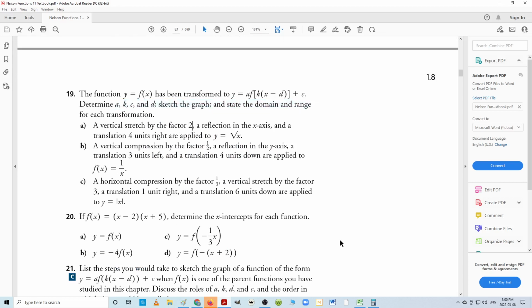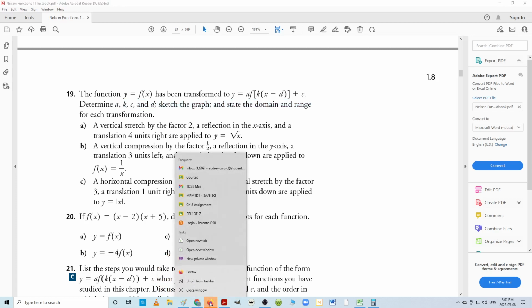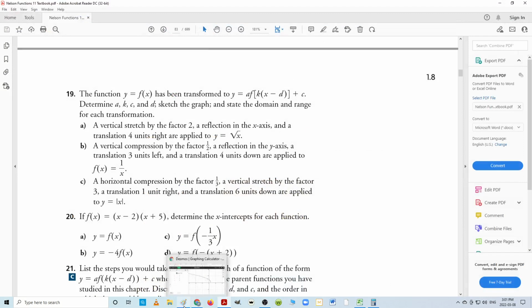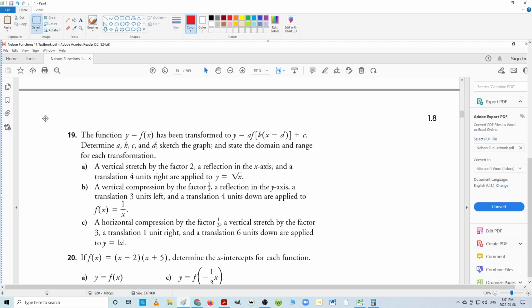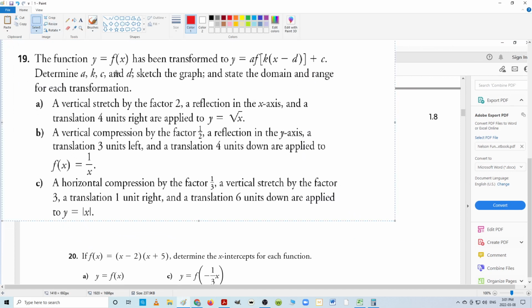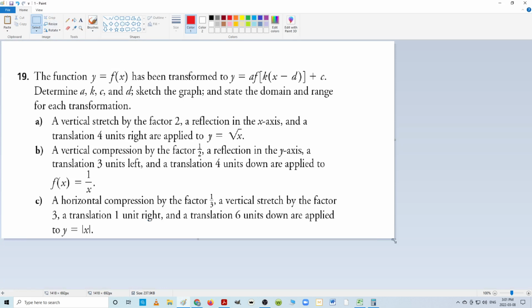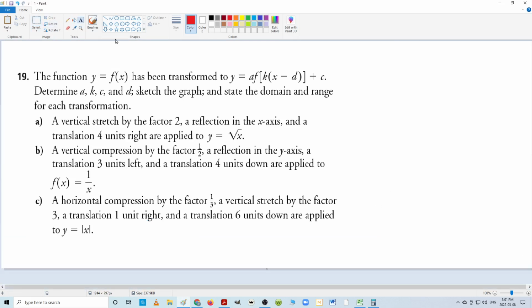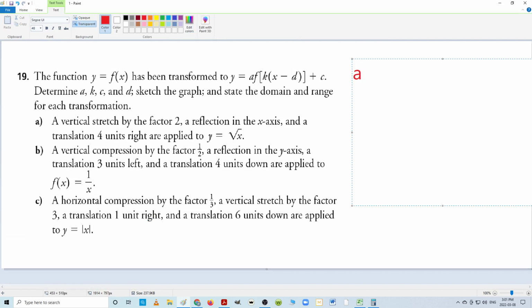Okay, so they just want you to learn how to recognize which one's A and which one's F and all this other stuff. So we're going to just label them, right? A, K, D, because we're going to leave the minus there, and C.